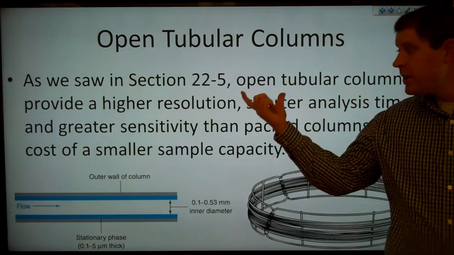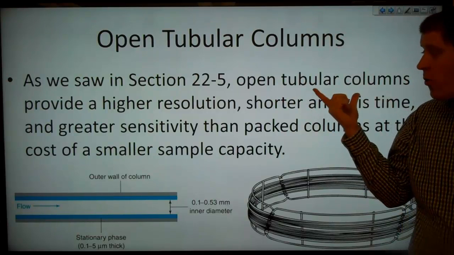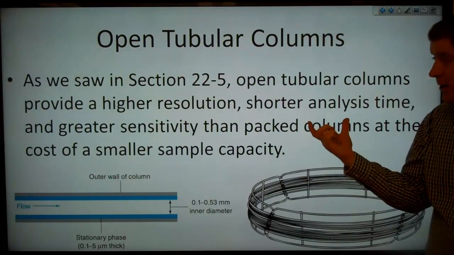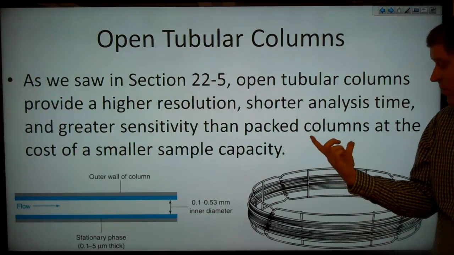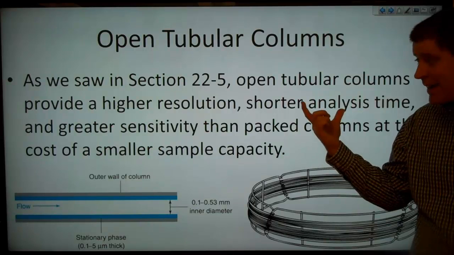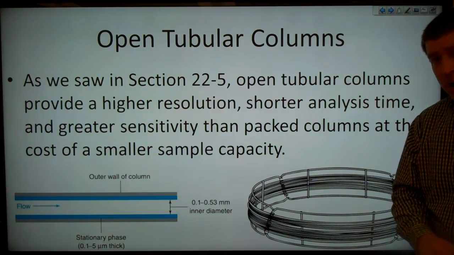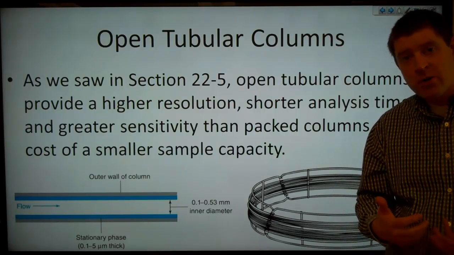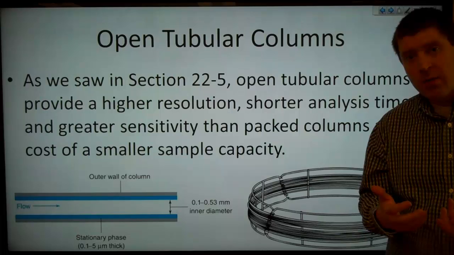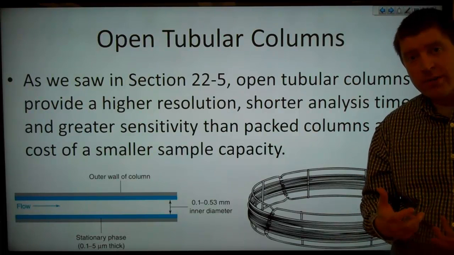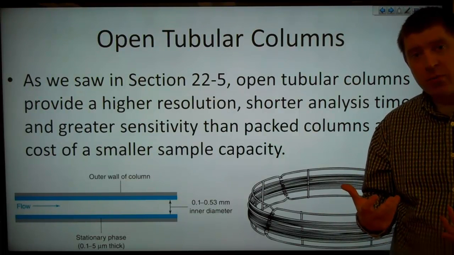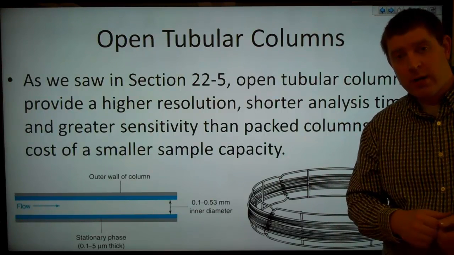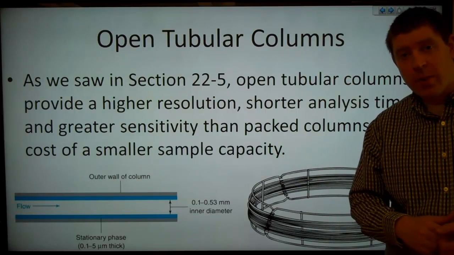So as we saw earlier in section 22.5, these open tubular columns or capillary columns provide a higher resolution, shorter analysis time, and greater sensitivity than packed columns do. But the downside is that they have a smaller sample capacity. So the capillary column is going to be useful for an analytical separation where we're trying to take a measurement or determine what we have in our sample. They're not going to be good for preparative separations in an industrial process where we need to separate out a large quantity of one component of a mixture from the remainder of the mixture.